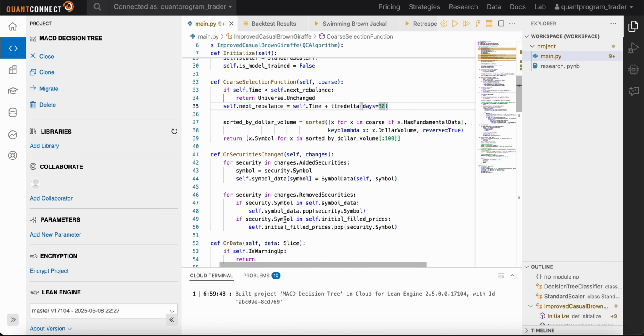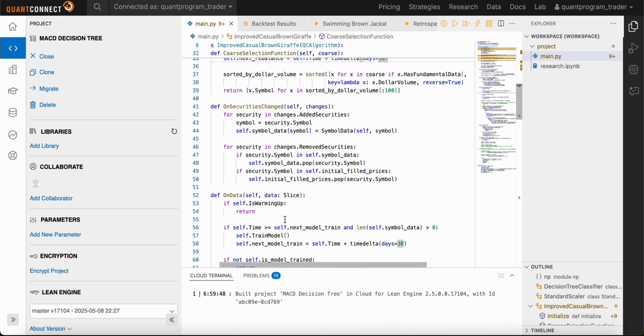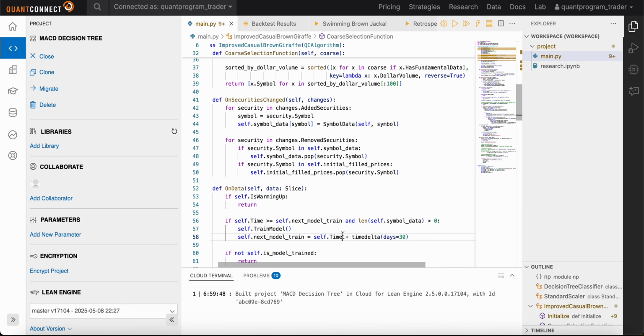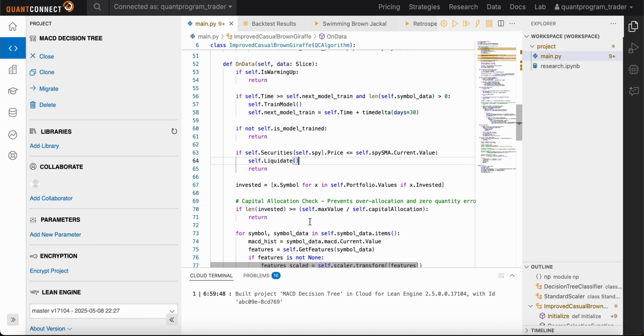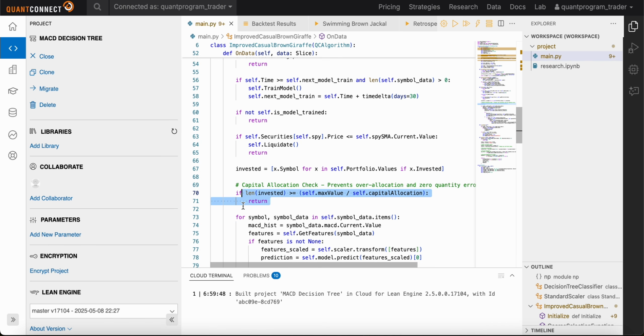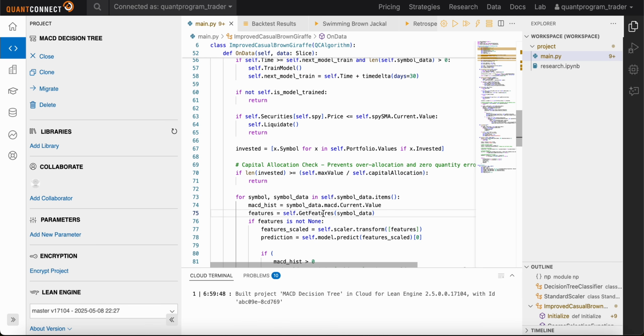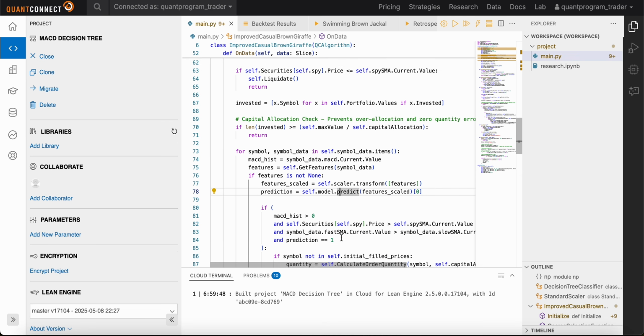And this is just the on security changes, adding in the stocks and removing the stocks. And then here is the model to train, 30 days. And then we have added in some of the other factors that we will be putting in, like the SPY simple moving average. So we want to check that as well. And then we're going to check the capital allocation, so that we are making sure that it's only 5% invested in it. And here is where we will get the features of our machine learning model, and we're going to do the scalar transform, and we're going to predict it, right? And then we are going to make sure whether we are going to enter or not.